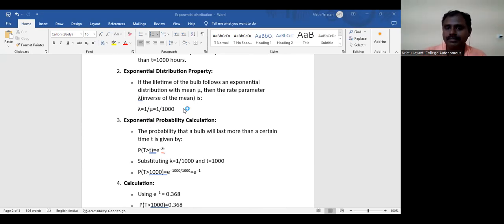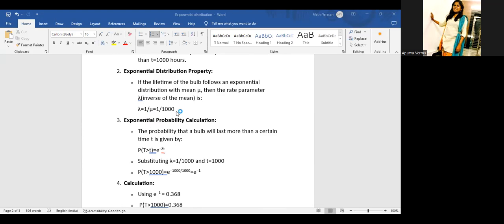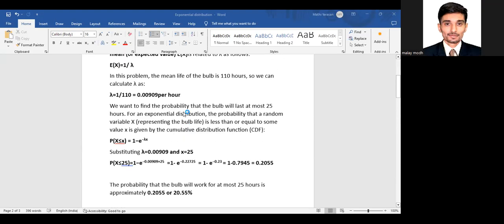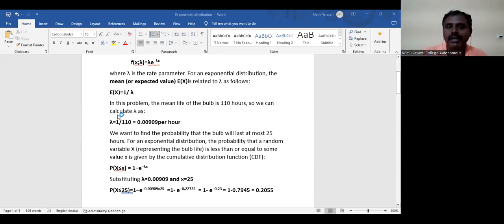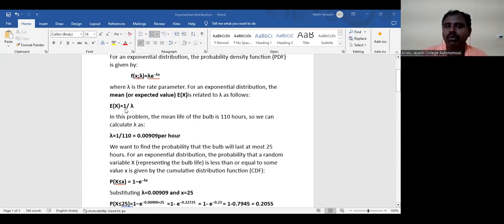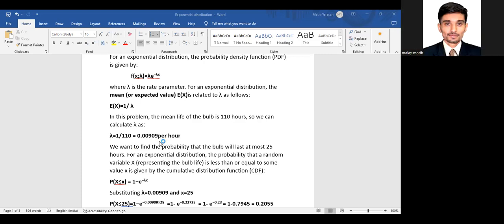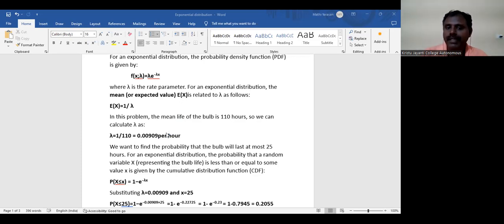What is T, sir? Sir, can you please repeat? Ma'am, it is the same as this step. What did we do there? I said E of X equal to 1 by lambda. We calculated lambda by using lambda equal to 1 by E of X. So 1 by E of X, we got 1 by 110. 110 is the value of E of X, so we replaced it. You have to get the lambda value from there. Okay. Yes, sir.